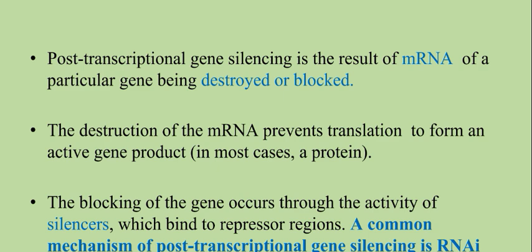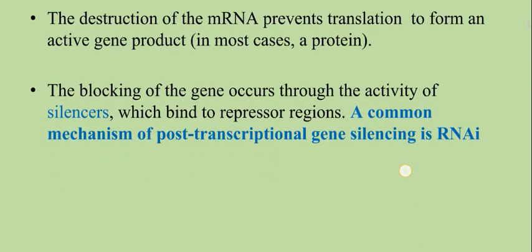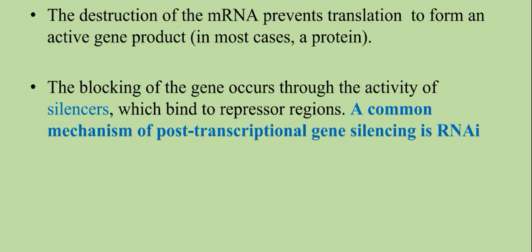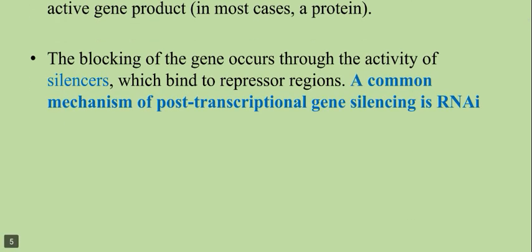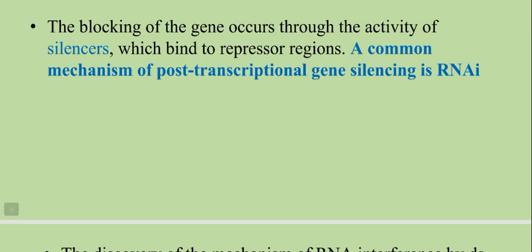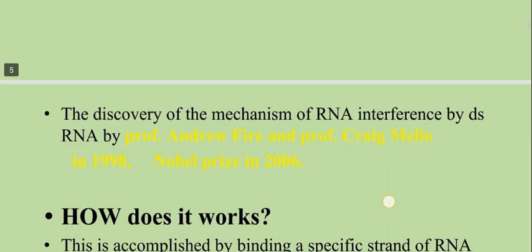Post-transcriptional gene silencing is the result of mRNA of a particular gene being destroyed or blocked. So the destruction of the mRNA prevents translation to form an active gene product, in most cases a protein. The blockage of the gene occurs through the activity of silencers which bind to repressor regions. A common mechanism of post-transcriptional gene silencing is RNAi.